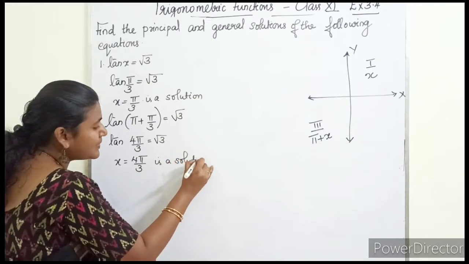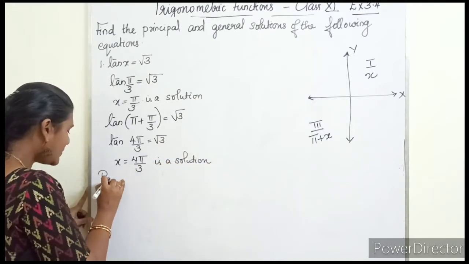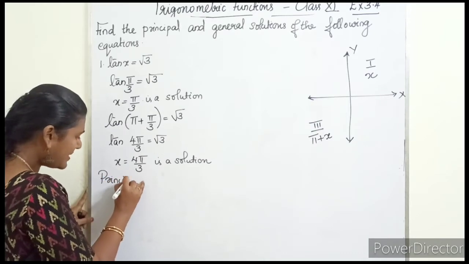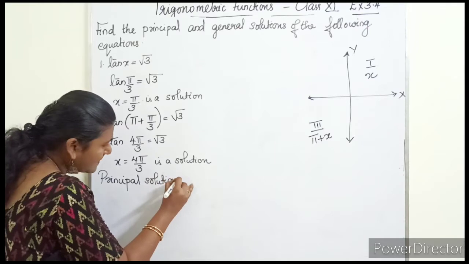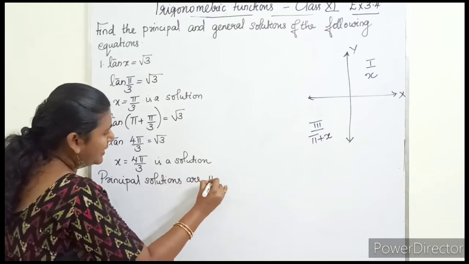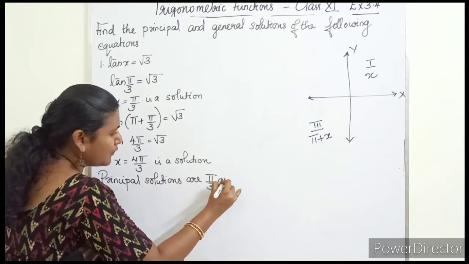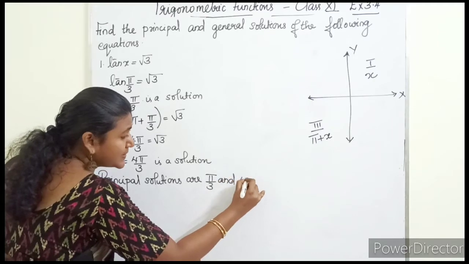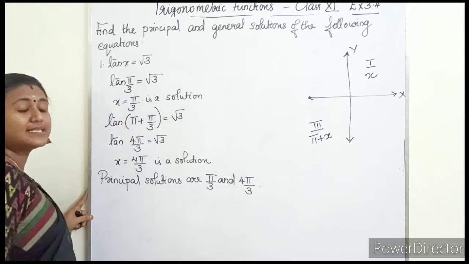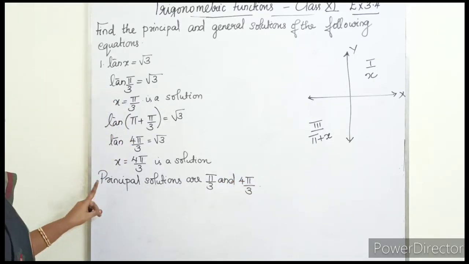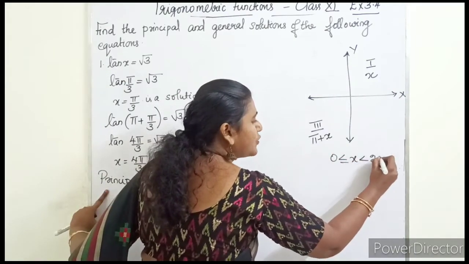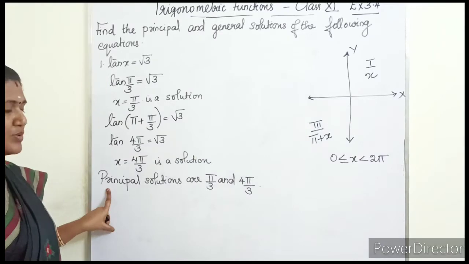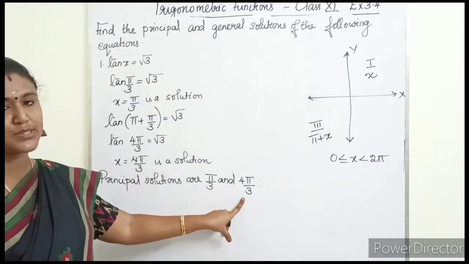Therefore the principal solutions are pi by 3 and 4 pi by 3. What is a principal solution? We have discussed it in the previous video. The value of x between 0 and 2 pi is called the principal solution. So these are the principal solutions.